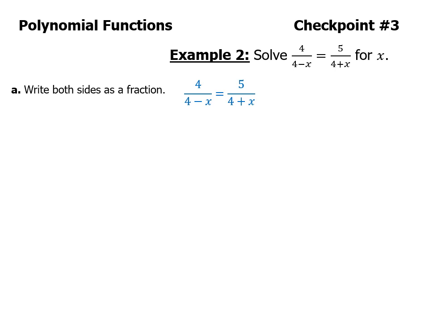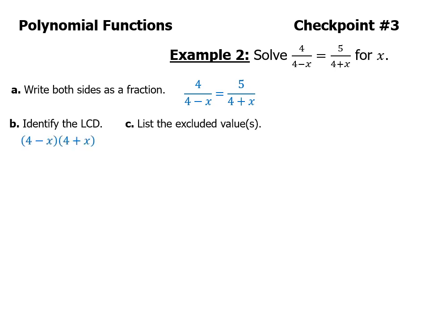Next one, same thing. Write both sides as a fraction. Already done. Identify the LCD. Well, both denominators are different, so I need one of each. So 4 minus x and 4 plus x is the common denominator. Excluded values, x can't be negative 4 or positive 4.